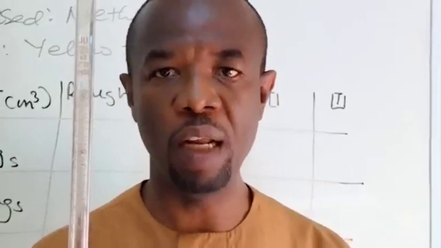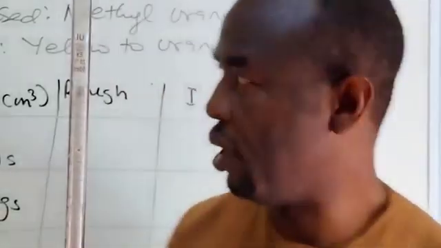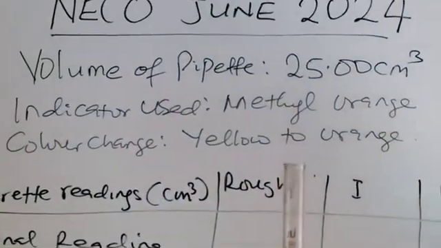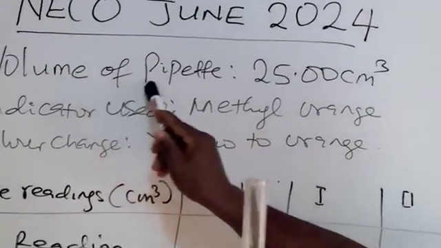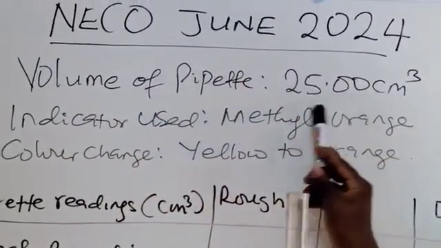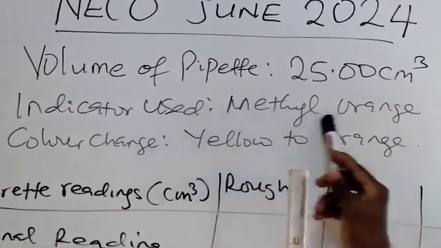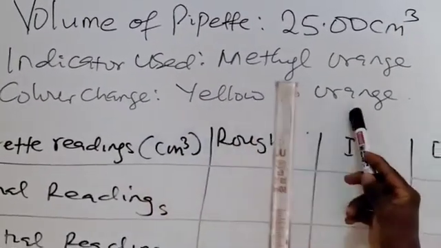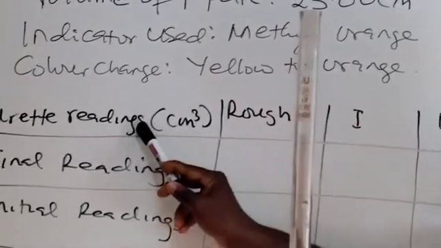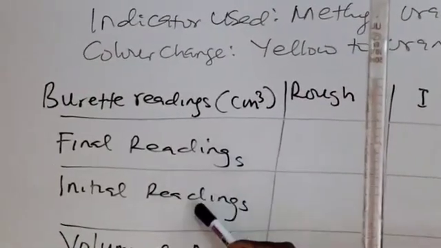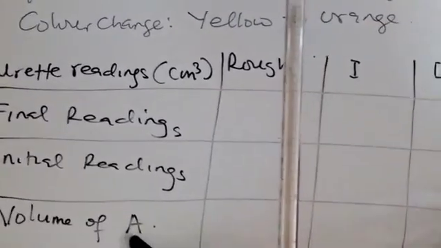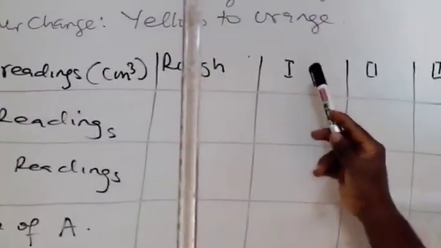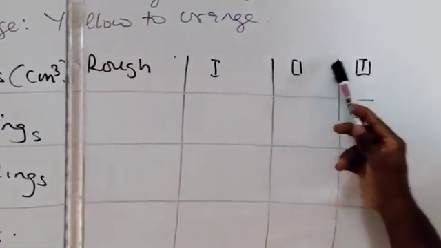So today we're looking at this practical, and then you have the format for reporting the result. Pipette used 25.00 cm cube, indicator used methyl orange, color change yellow in the alkali and orange at the end point. Burette readings: first reading, initial, final, volume of A used, like data values, rough 1, 2, and 3. So we're going to run the experiment and you watch us as we do that.